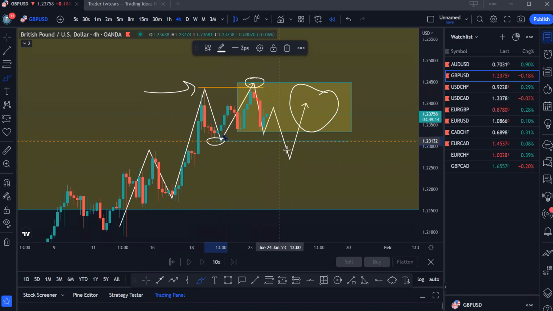So if price should break this zone, I'll be waiting for a retracement, right? And it is in this retracement, this pullback on the 15 minutes chart, I'll be like, okay. So let's check out the last pair for tonight. Let's check out gold.